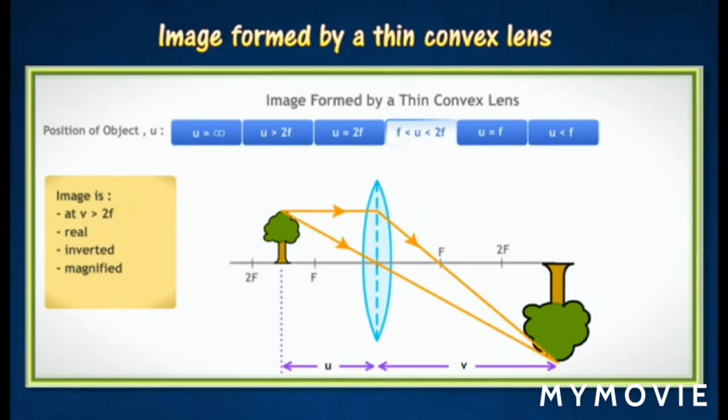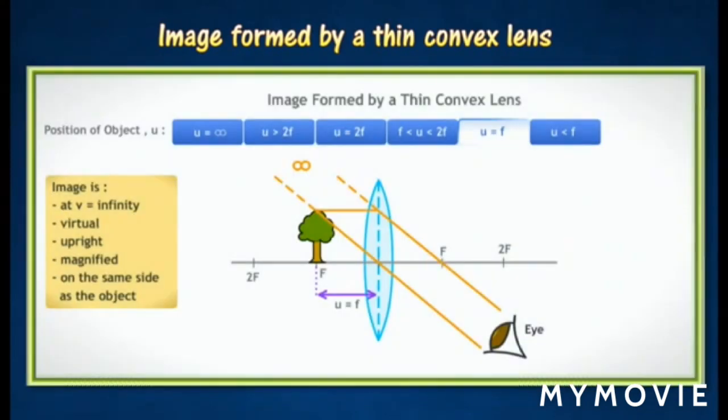When the object is placed in between 2f and f, the image will appear beyond 2f. The image formed is real, inverted and magnified. This position is used in projectors and as the objective lens of a compound microscope. When the object is placed at f, its image will appear at infinity. The image formed is virtual, upright, magnified, and on the same side as the object. This position is used for the eyepiece of an astronomical telescope.